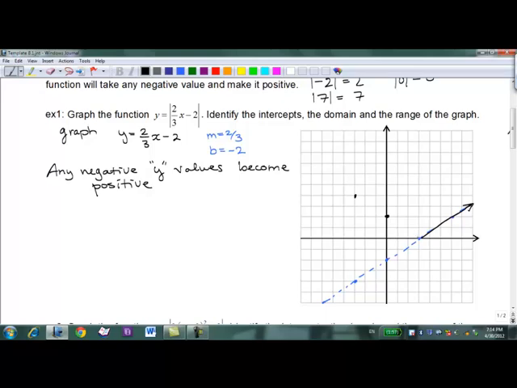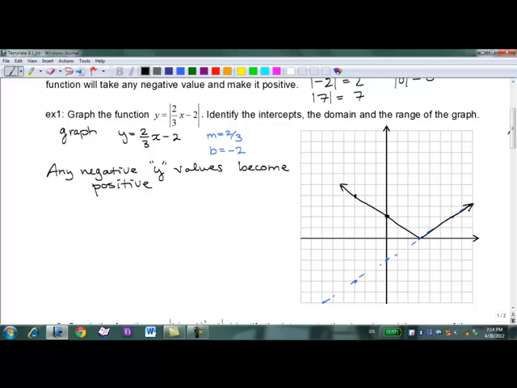And if we connect the dots, we get something that looks like a V. A lot of people will call it the V function. But really, it has to do with taking a piece of the curve which is below the axis and reflecting that piece above.